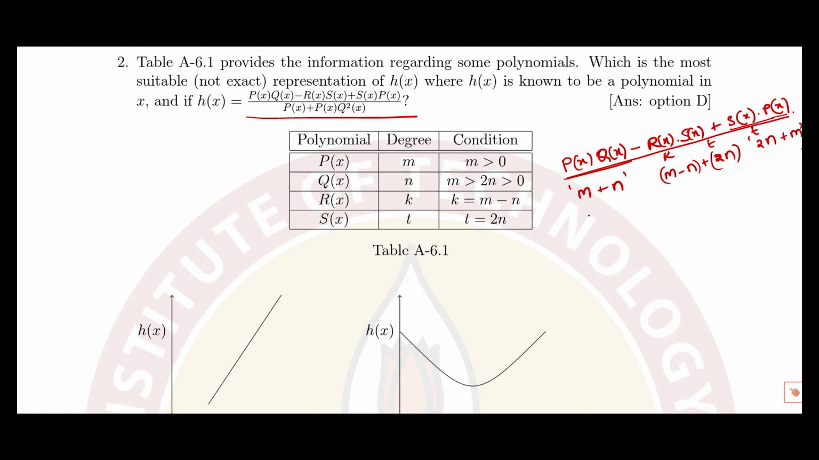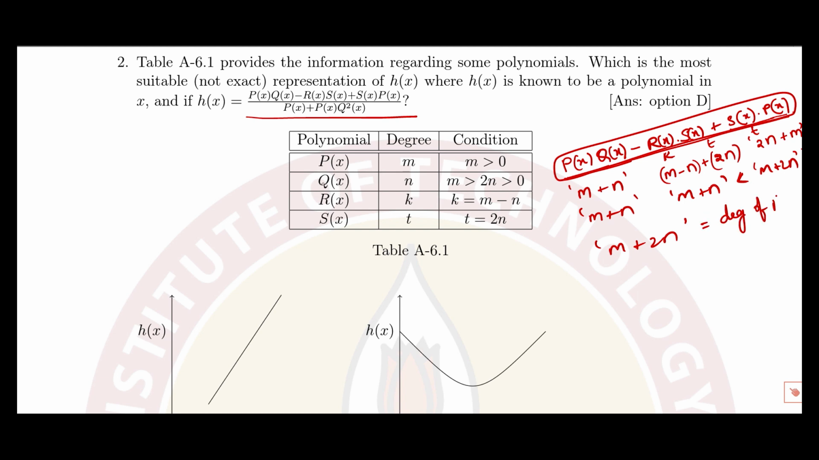So now this degree is m plus n. This one is also m plus n. But this is m plus 2n. We know that n is greater than 0, so m plus 2n is greater than m plus n. So finally the degree of this whole polynomial will be m plus 2n. Right? So this m plus 2n is the degree of the polynomial in the numerator.